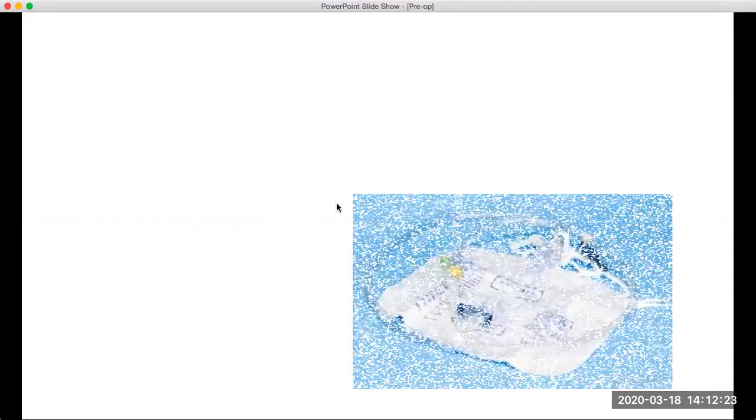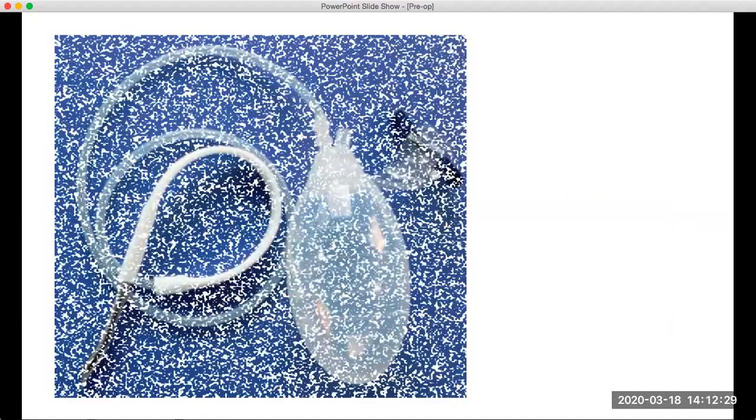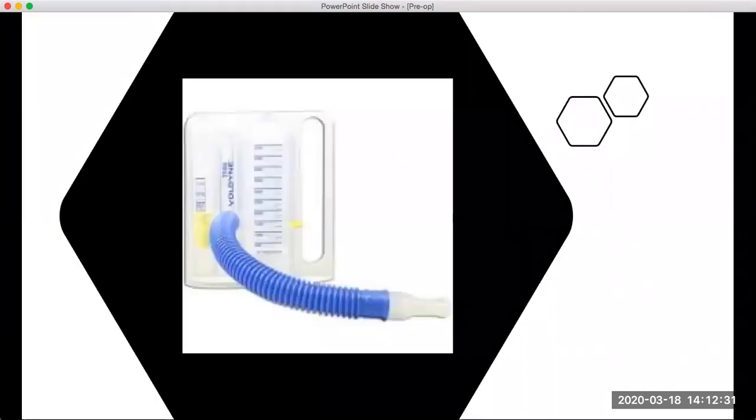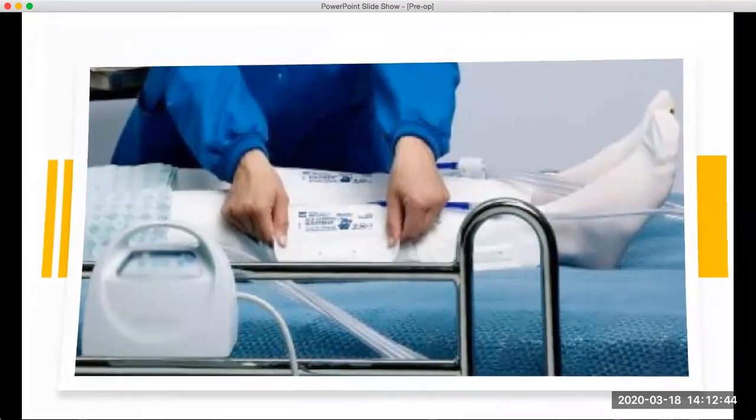This is a Foley catheter. You guys know that. So some things a patient might see, we've got a JP drain. This is an incentive spirometer. These are all things that a patient might see in the post-operative period. These are SCDs. The patient also has TED hose on. There you can see those white stocking things there.